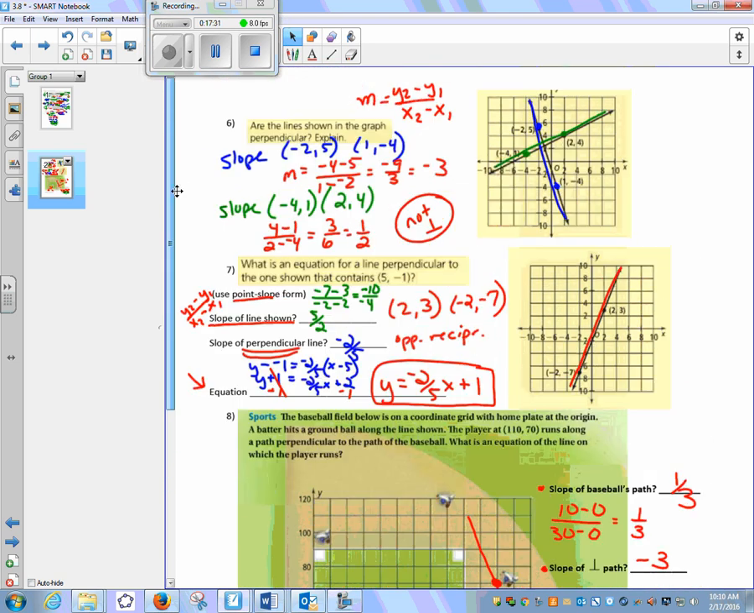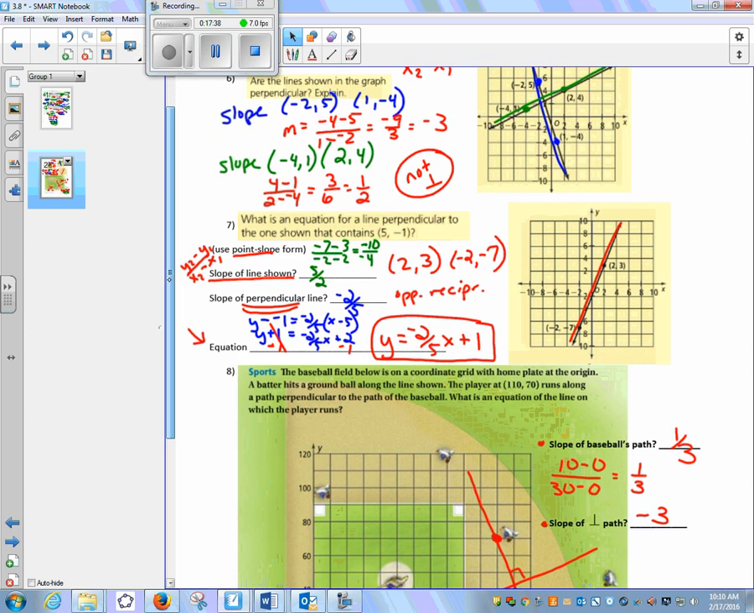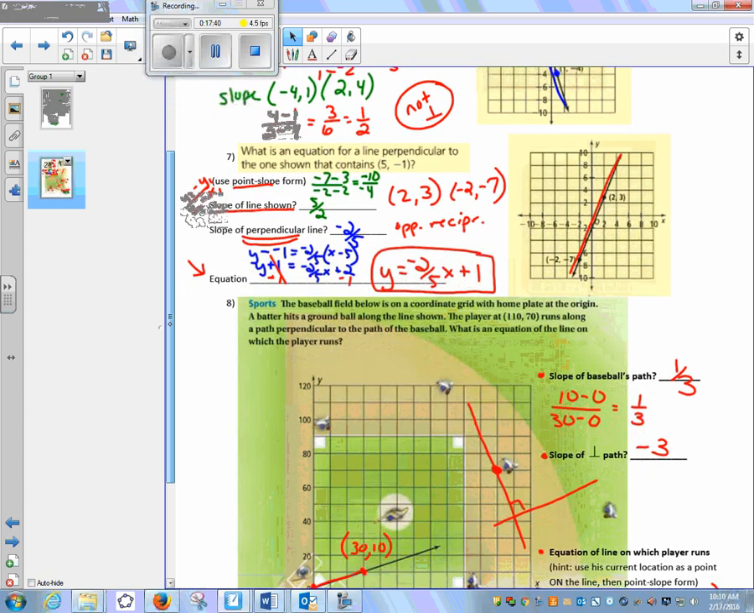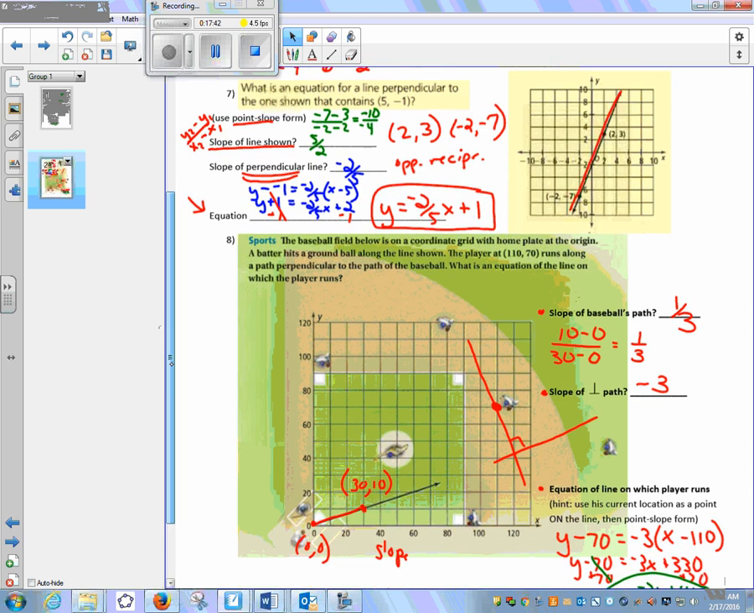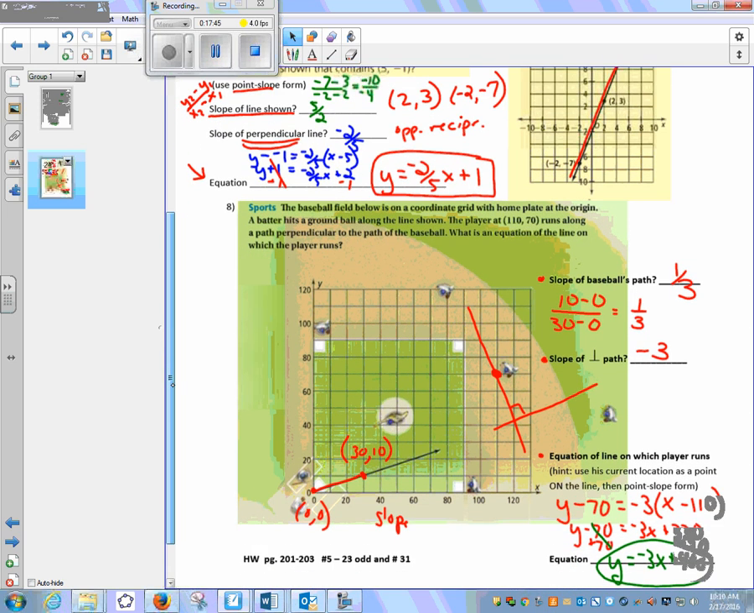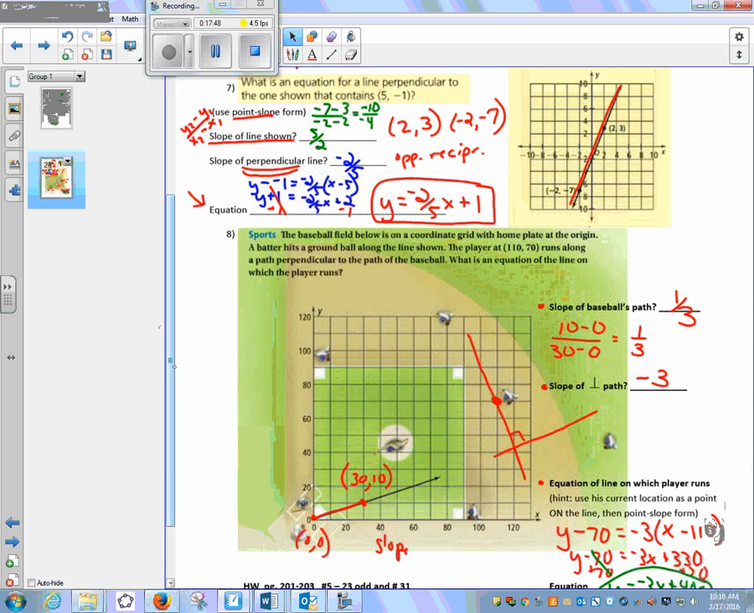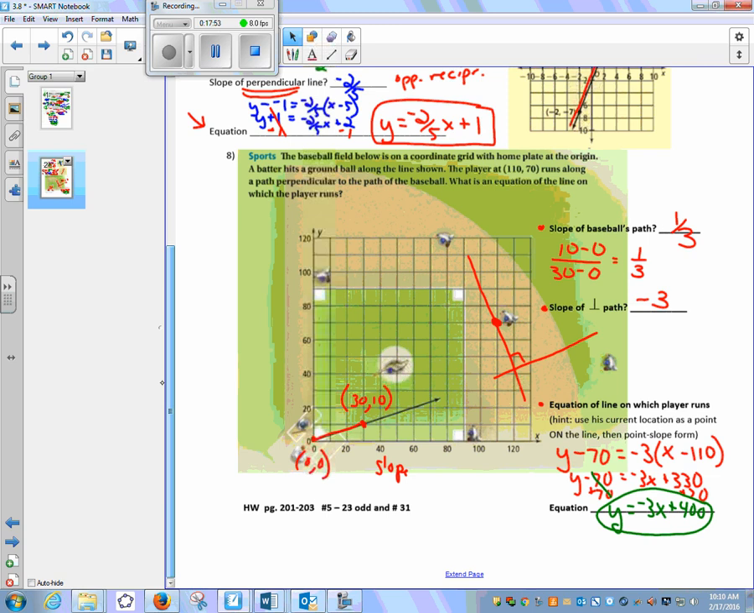Okay, so if you check your answers here, the slopes of the two lines in number 6 do not turn out to be opposite reciprocals, so that's not perpendicular. Number 7, the slope of the line shown is 5/2, so the perpendicular would be negative 2/5. Plug that into point slope form. You end up with y equals negative 2/5 x plus 1. And number 8, the slope of the baseball path is 1/3, so the slope of the perpendicular path is negative 3, opposite reciprocal. Again, plug it into point slope form and solve for your equation.